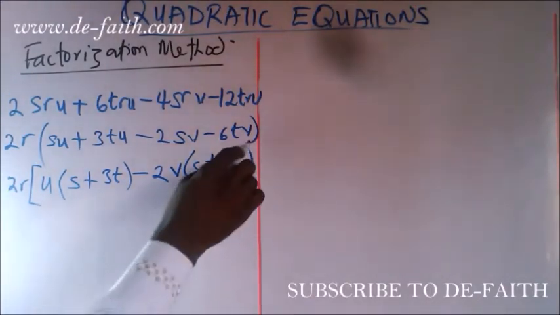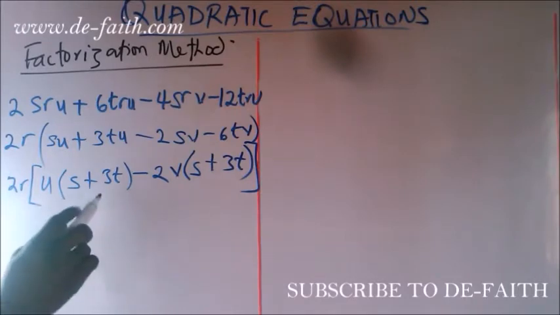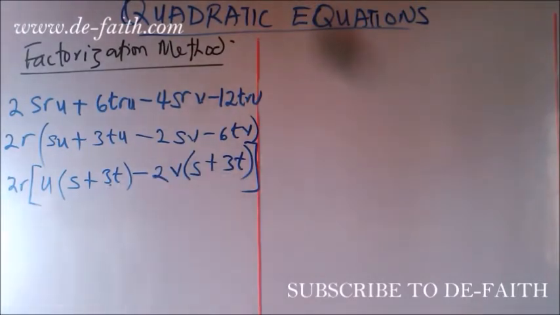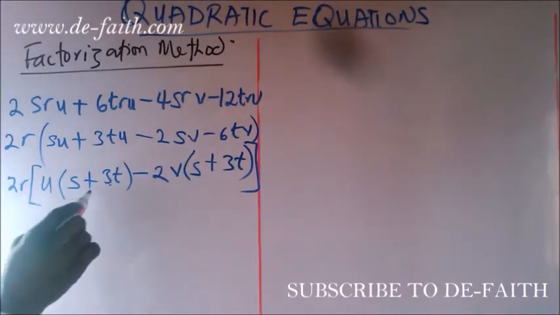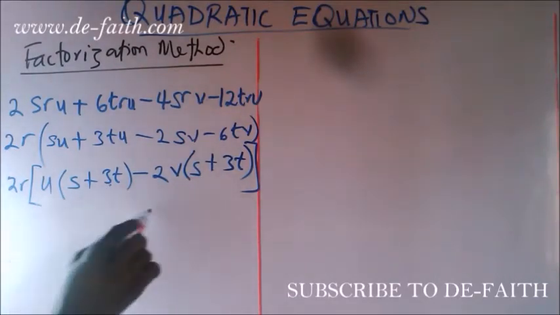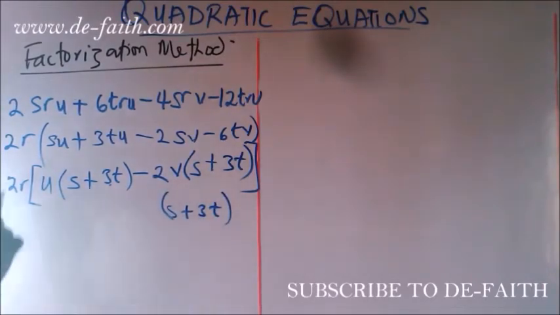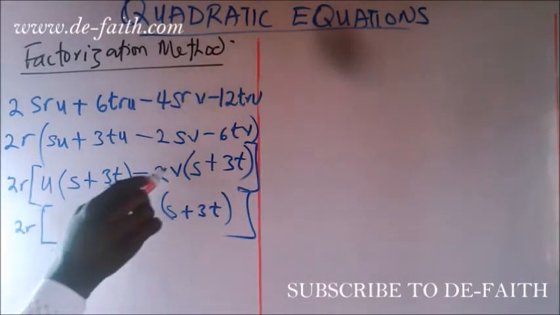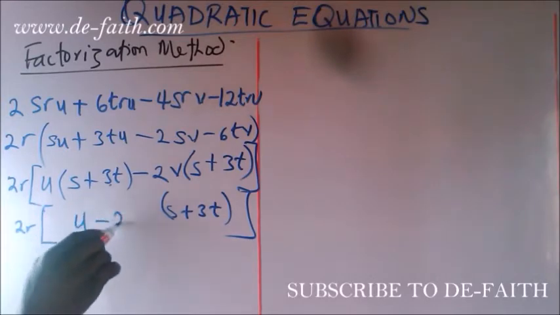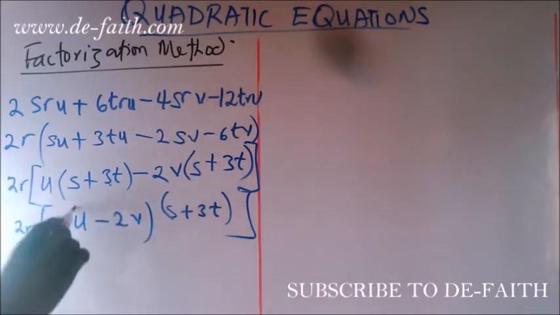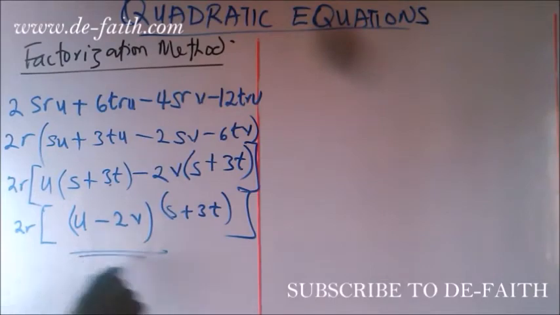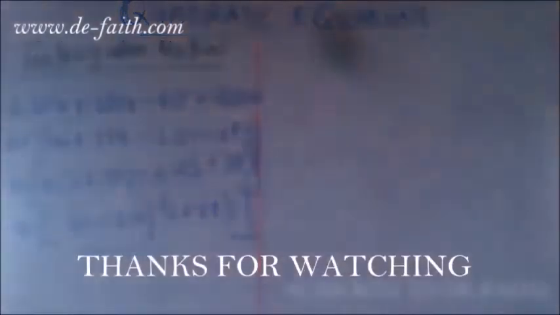Looking at the equation closely, we'll find out that S plus 3T and S plus 3T are common on the two sides. So we'll take one of it. So we'll have S plus 3T, put it somewhere. Then you have your 2R with this box bracket. And then you have U minus 2V. So we have succeeded in factorizing this entire equation.